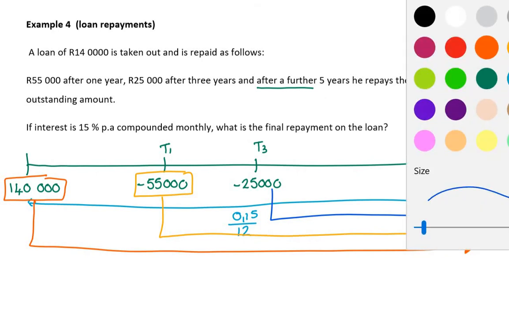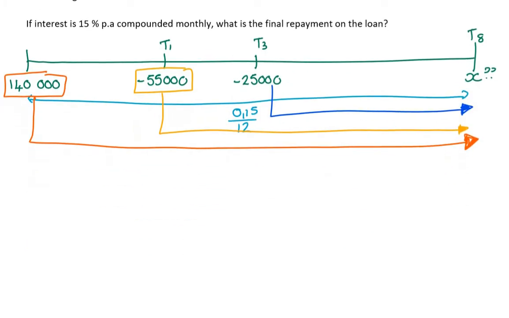So let's look at this a little bit more slowly. What I was saying there is, let's take 140,000 Rand, the loan, and let's find out if you added 15% compounded monthly for the entire time. So that's 8 years. So 8 times 12 is 96. That would be what the loan would be worth at the end. Now, what would 55,000 Rand be worth at the end? So that's 15% compounded monthly.